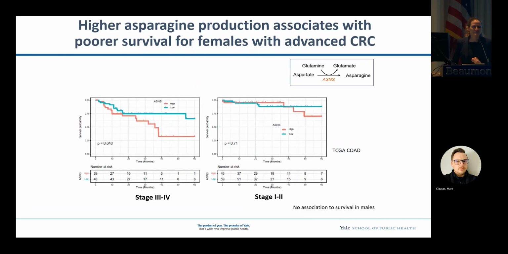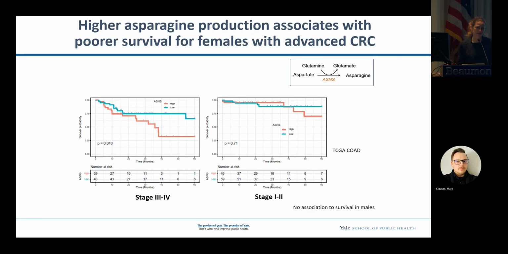So we wanted to then validate our findings, but we couldn't find another tumor tissue biobank, unfortunately, or publicly available data for colorectal cancer metabolomics. So we decided to look at the transcriptome level, and we know there's a lot of data out there that's publicly available. So we looked at the TCGA cohort, and we looked at the asparagine synthetase gene expression level. So this is the enzyme, so it encodes the enzyme that converts aspartate to asparagine.